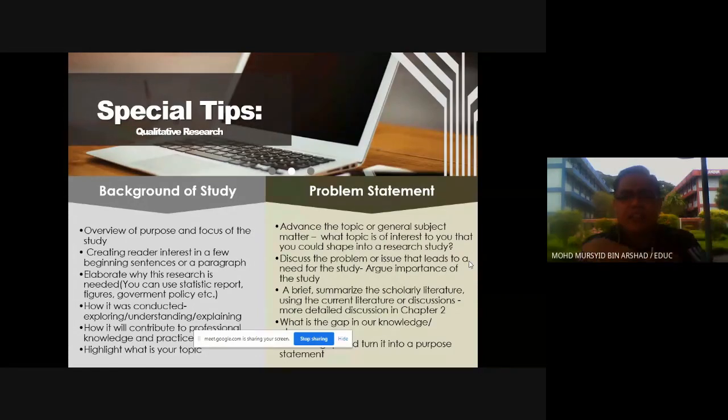So meaning that you can bring back the last part of the background of study to be the first part of the problem statement, but with more critical argument and critical discussion. I repeat again, you can bring back the last part of the background of study to be the first part in the problem statement with critical argument and critical discussion. All right. So you start with the topic, the very general matter. You bring that back and then show what makes the topic more interesting for you to shape in your research study. All right.